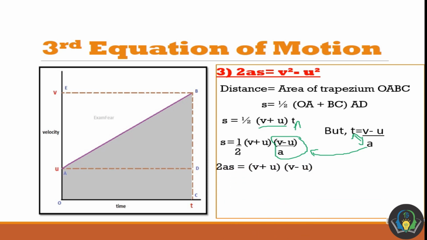Now 2 into A will be sent to the other side, transposition, and hence we will be getting 2as, and we will be left with (V plus U) and (V minus U). Now as you are already aware of some identities such as (A plus B) multiplied by (A minus B) becomes A square minus B square. A similar thing will be taking place over here. 2as equals to V square minus U square. So that's what the required equation of motion was.